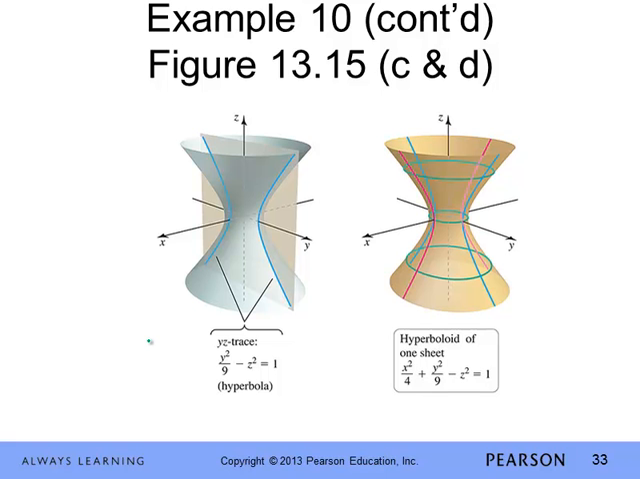Then you have the other traces where you set maybe y equal to 0. When you have y equal to 0, then you have a hyperbola. You got the 2 branches of a hyperbola. And if you set x equal to 0, you got a hyperbola. That's why they call it a hyperboloid. Okay, so go ahead and take a look at that.